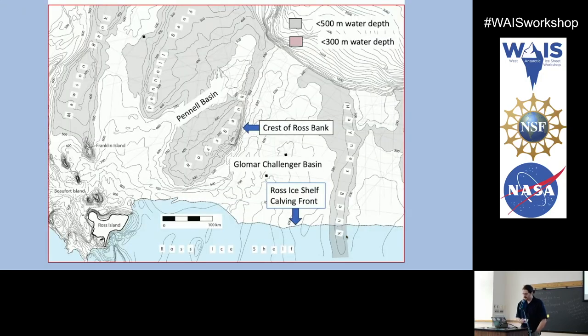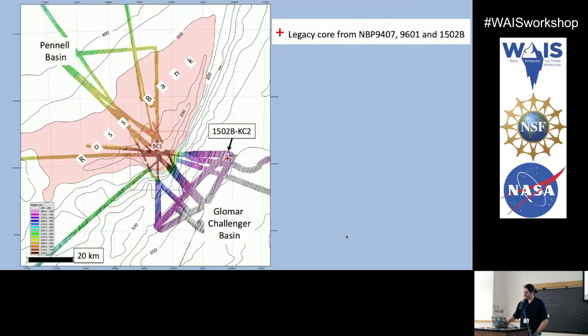Here's just a map of Ross Sea with Ross Bank in the middle, the Ross Ice Shelf calving front a little south of Ross Bank, and so all of the gray shaded area is 500 meters or less in water depth, and then the pink shade is 300 meters and less water depth. So I'm going to show you Ross Bank, and this figure is showing it with some legacy multibeam data overlaying, and then we have this one core location, KC2, and then these are all of our crestal cores.